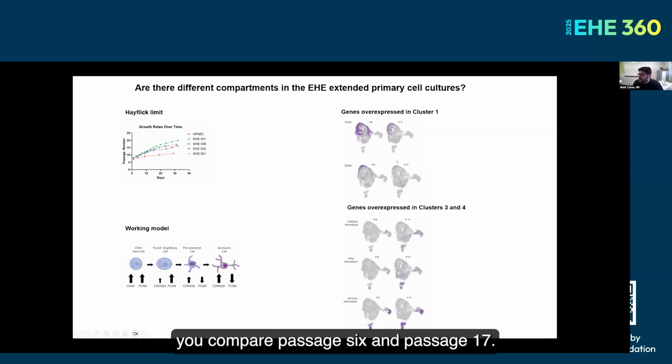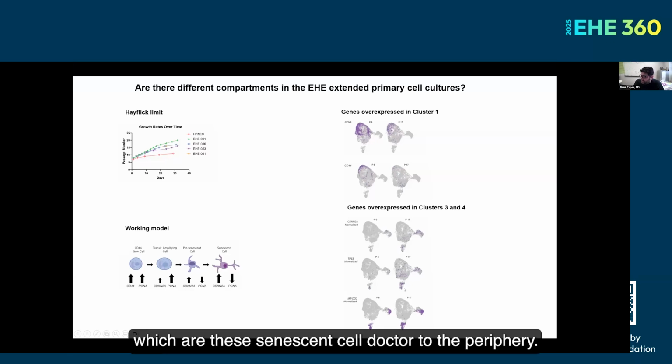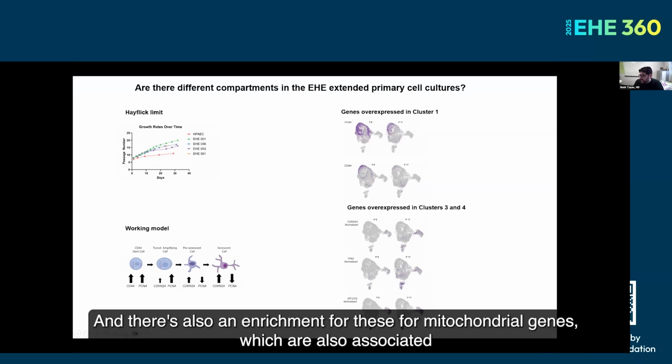You compare passage 6 and passage 17. And then if you look at CDKN2A and P53 in the later passages, these genes are expressed at higher levels, but particularly in clusters 3 and 4, which are these senescent cells off here to the periphery. And there's also an enrichment for mitochondrial genes, which are also associated with senescence.